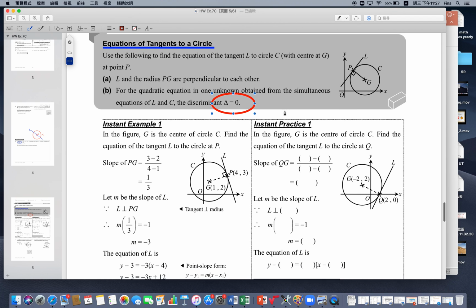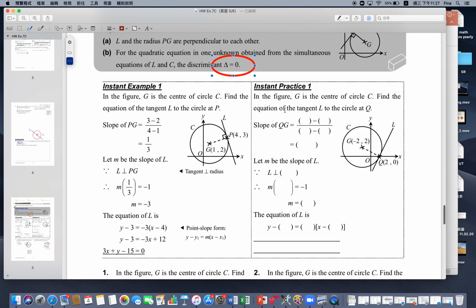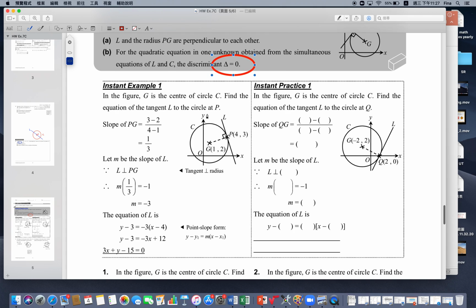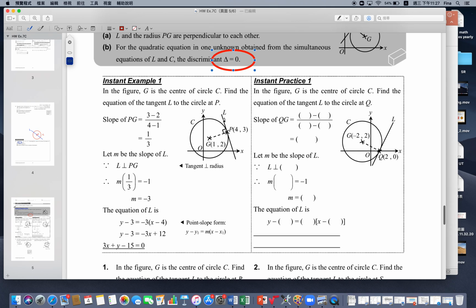And then let's look at some examples here. For instant example 1, you can see in the figure that G is the center of the circle, and we need to find the equation of tangent L to the circle at P. Then how do we find the equation of the straight line? We always need to find the point. I know the point, but now I don't know the slope of L. Then how to find it?